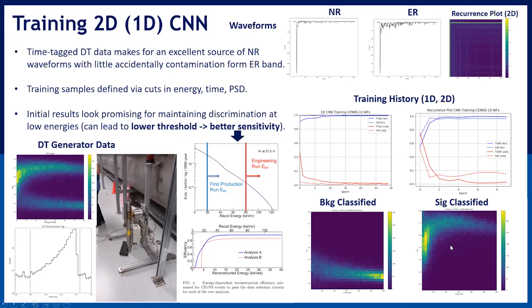If you make a comparison between this plot right here and the DT generator data right here, as you can see, you have more data recognized in this plot in the low energy range for neutrons. That's why this approach is showing improvement over the PSD cut, because if you just apply a PSD cut, you'll be losing all the signals below somewhere here. So, as I said, the initial results look promising. And here are also some plots for the first production run energy, recoil energy range, and the engineering run energy range.